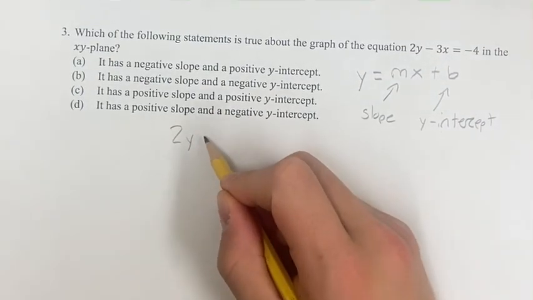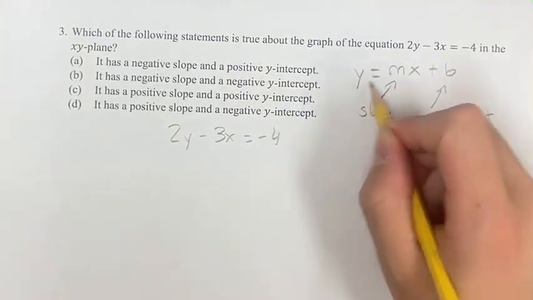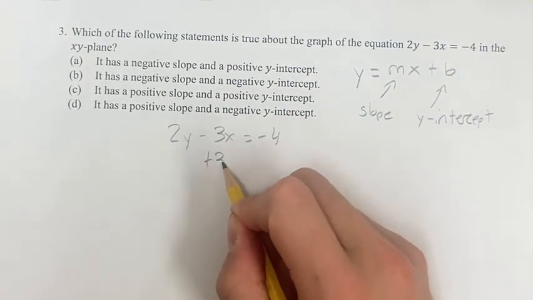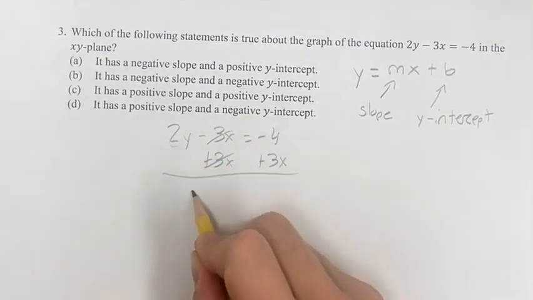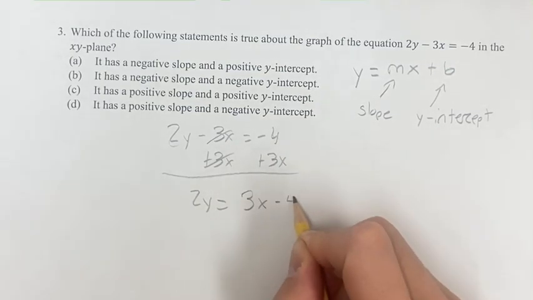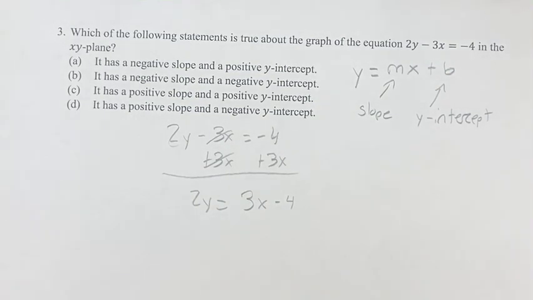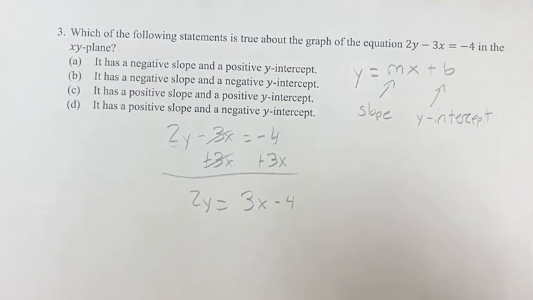So just rewriting this here, 2y minus 3x is equal to negative 4. We want to get y on its own, equal to everything else. So we can do that by adding 3x to both sides. These will cancel, and we get 2y is equal to negative 4 plus 3x, or 3x minus 4. Doesn't matter which way you put them, but I like putting the x first because then it'll match up with y is equal to mx plus b.